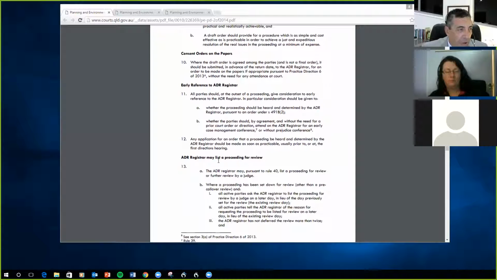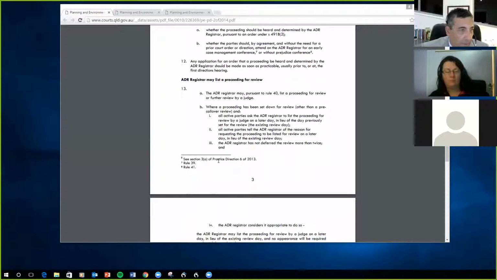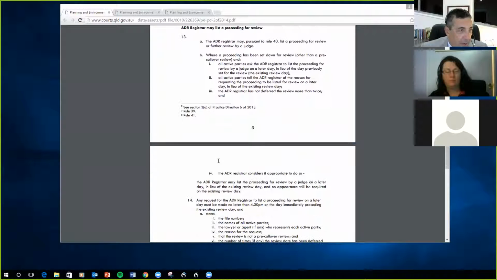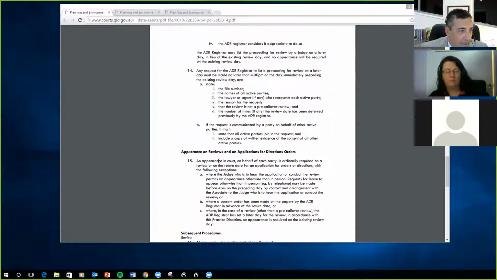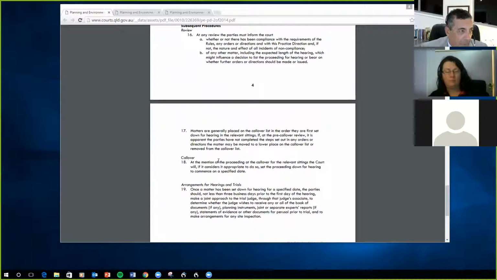Now, there is an early reference to ADR in P&E litigation, and you'll see that starting with paragraph 11 of the practice direction. The parties must give consideration, well, it should, but really let's say must, give consideration to early reference to ADR registrar, and the parties can make certain agreements in that regard. The application may be heard and determined by the ADR registrar, usually at the first directions hearing. And then we have further review by a judge down the track, and you'll see the procedures for appearing at the directions hearing and subsequent procedures.